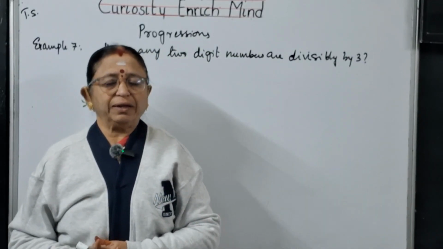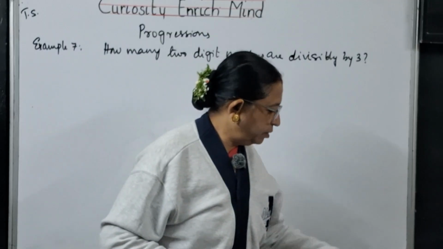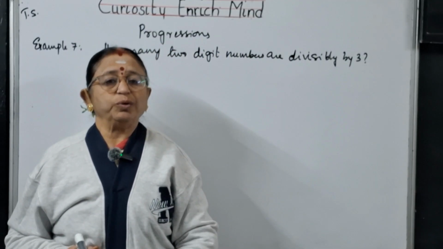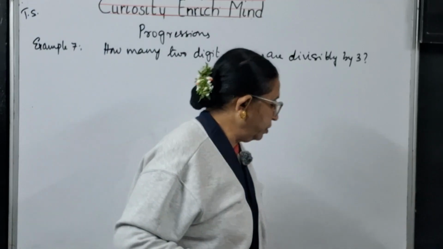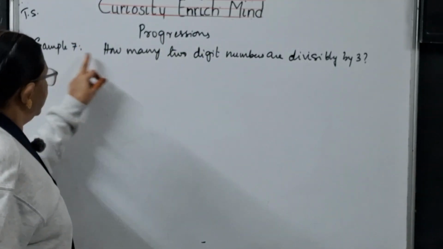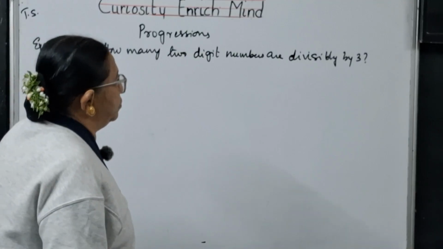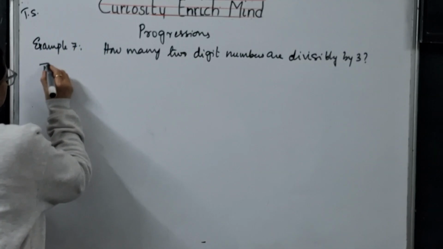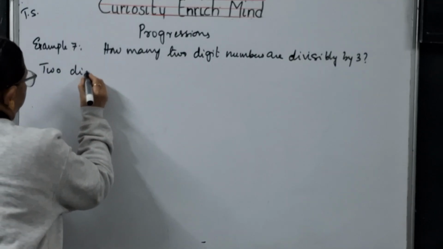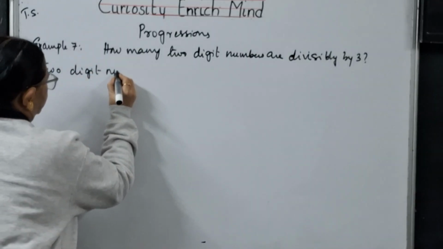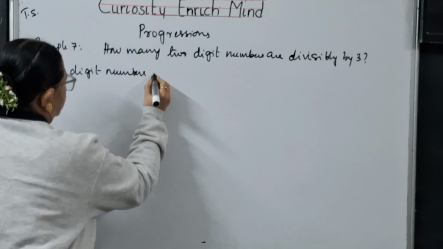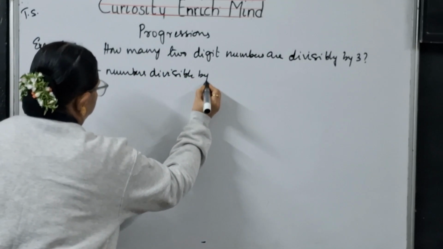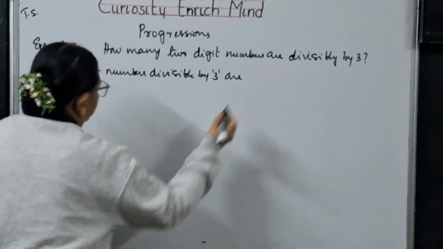I am now dealing with 10th class maths progressions. In the earlier video I have done up to 6 examples. Now I am doing 7th example. How many 2-digit numbers are divisible by 3? 2-digit numbers divisible by 3 are, what are they?